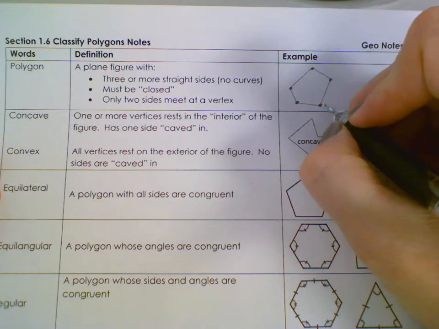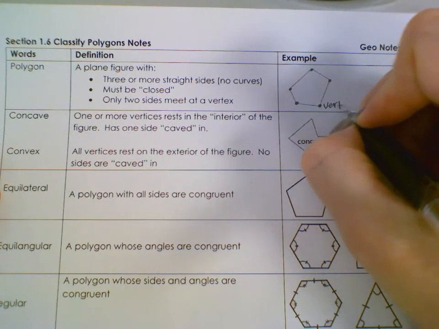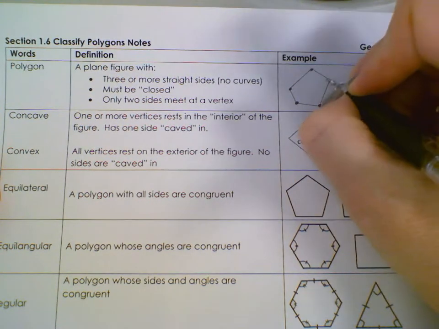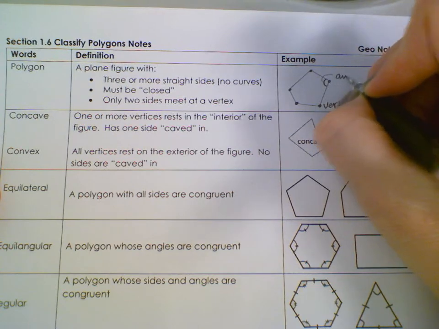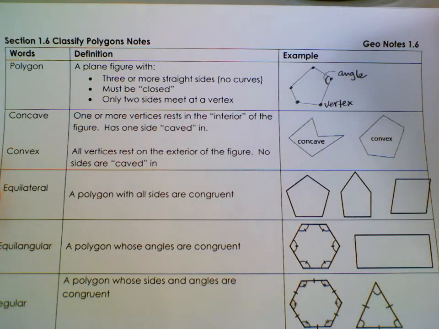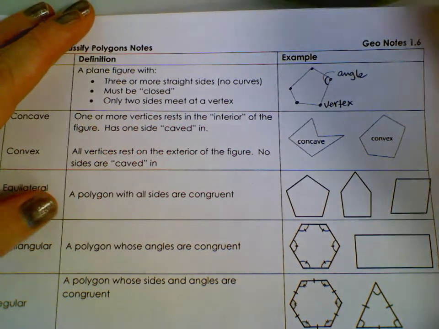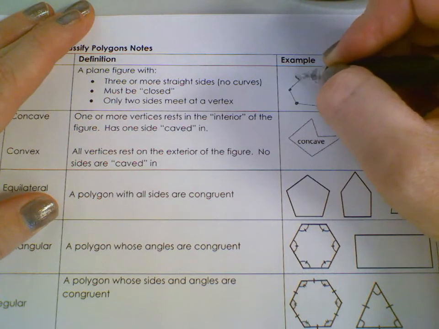Okay, so let's go ahead. We'll call this a vertex, right? This is referred to as an angle on the polygon. All right, and that's just a side.